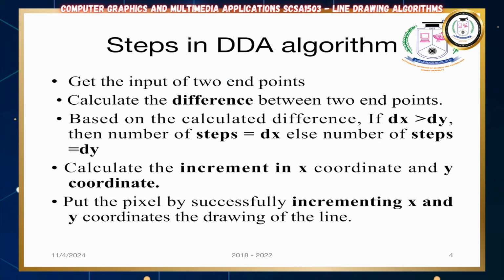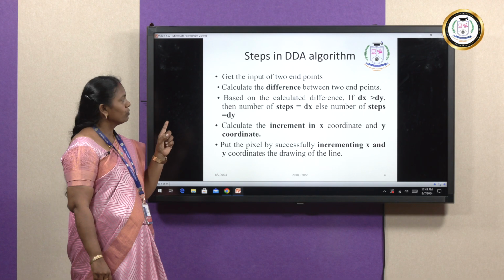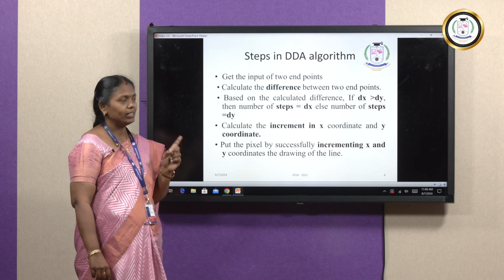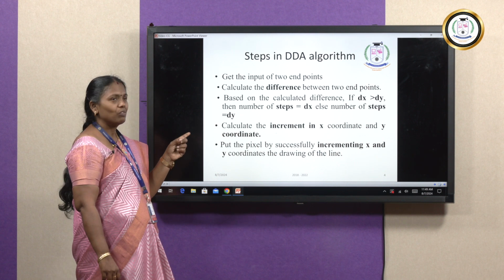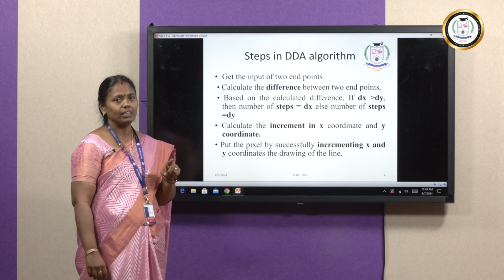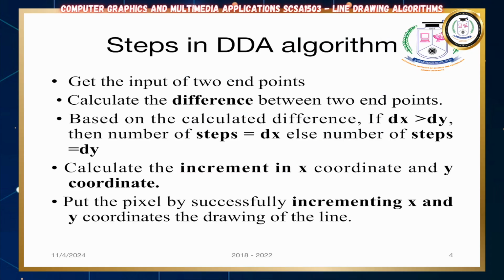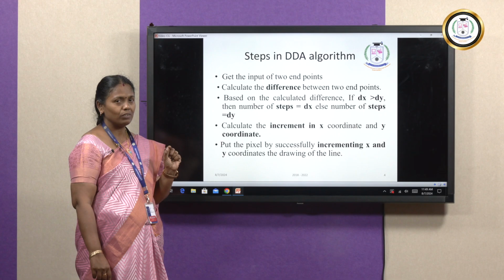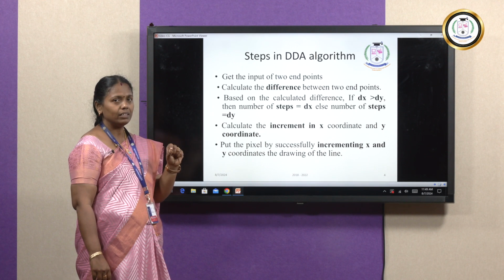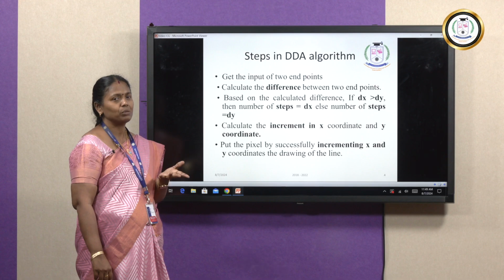First you have to get two inputs, that is the starting point and the ending point. Then the first step is to find the difference between the coordinates, dx and dy, the differences of x1, x2 and y1, y2. We have to check whether dx is greater than dy or not. If dx is greater than dy, we assign the steps as the dx value. Otherwise, dy will be the steps value.